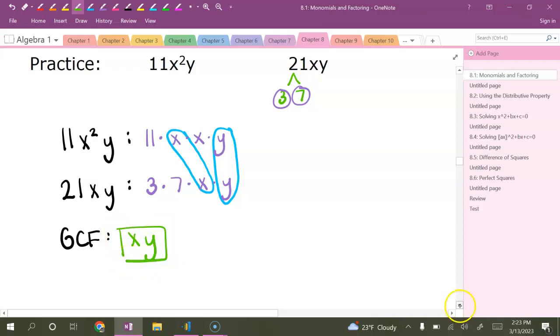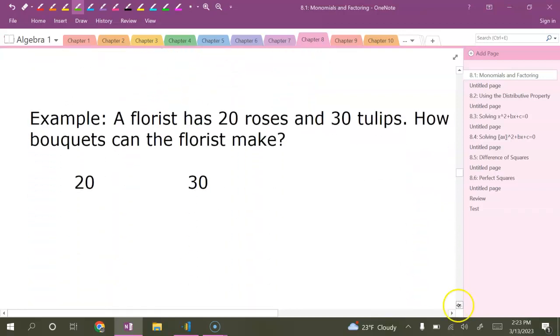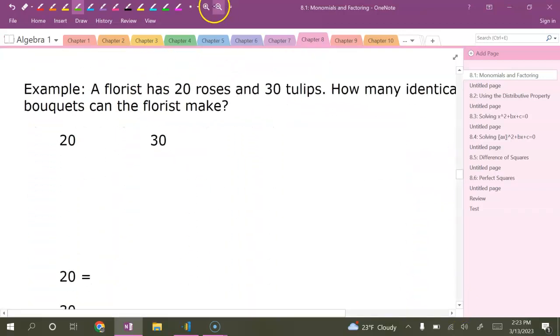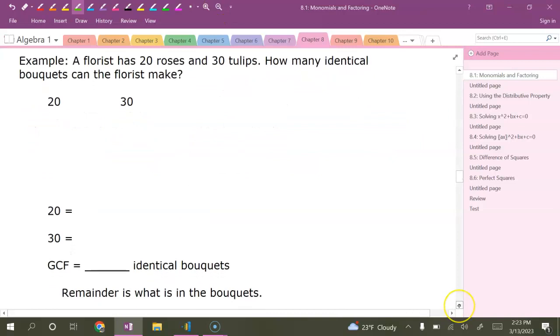To finish up this section here, we're going to continue to work with GCF, but we're going to apply it now to a word problem. It asks that we've got this florist who has 20 roses and 30 tulips, and they want to know how many identical bouquets the florist can make. So we're going to start by what we were doing before. We're going to factor these.